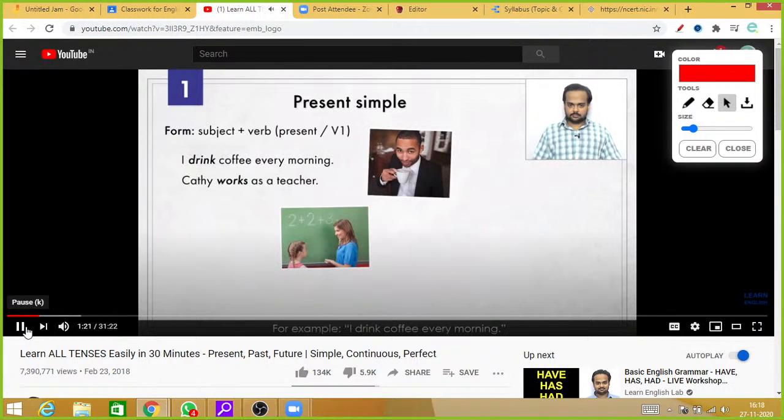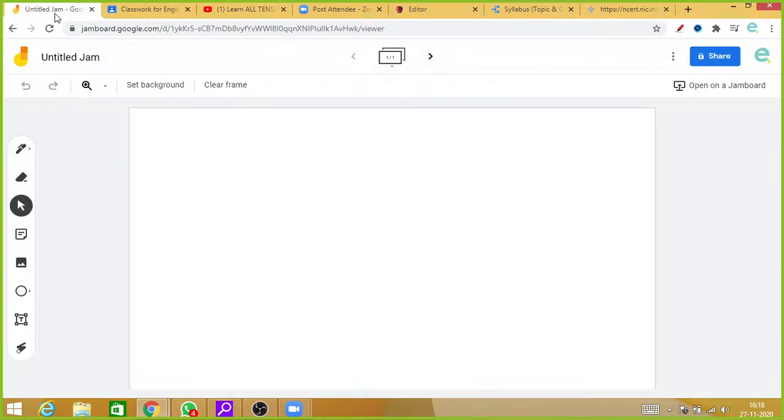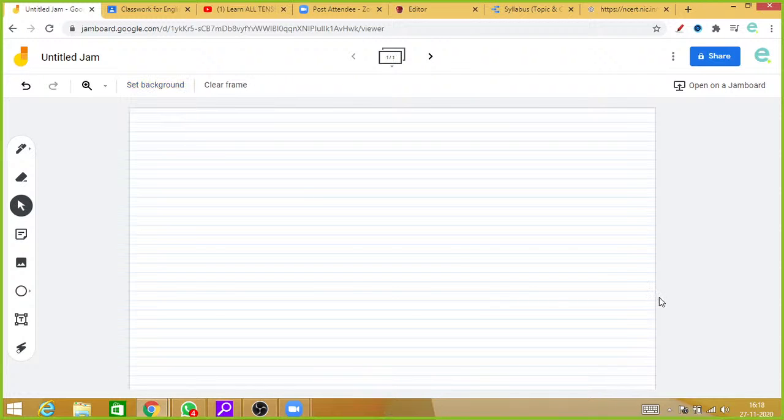For example, I drink coffee every morning. Kathy works as a teacher. So you see these examples. I drink coffee every morning. Kathy works as a teacher. Now, have you understood what it means? Now you tell me. First, Ganesh, make a sentence in present simple. Simple present tense. Make one sentence.